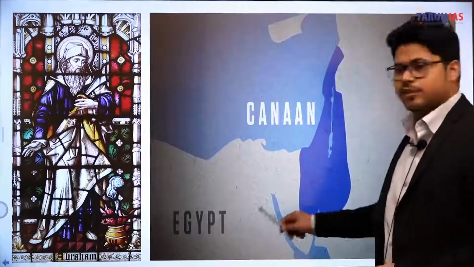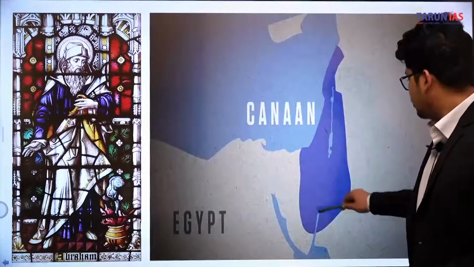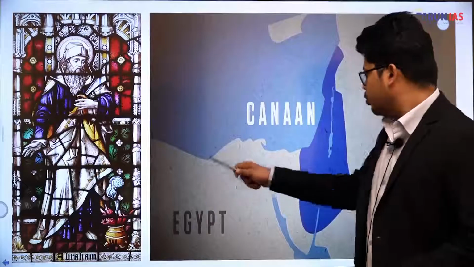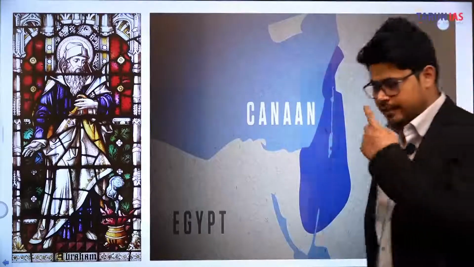This is Egypt, as we saw. This area was recommended by Abraham to his son Isaac, and you should go and form a kingdom there. This is called the Israelite kingdom. The Israelite kingdom was asked by Abraham to settle.